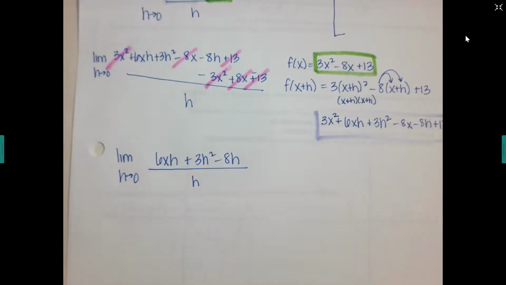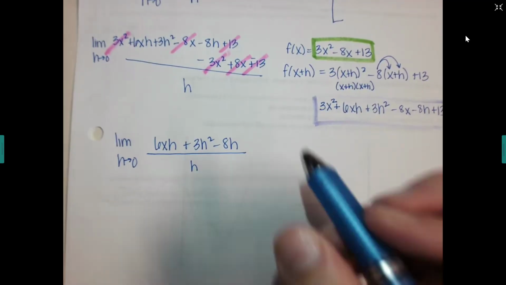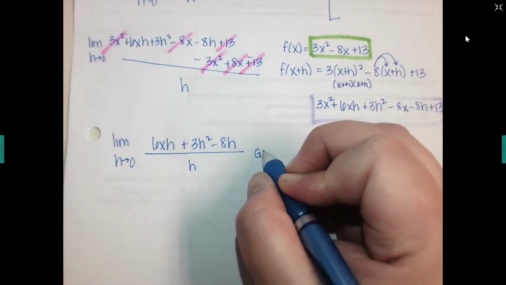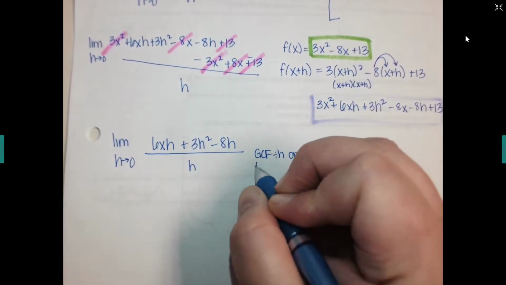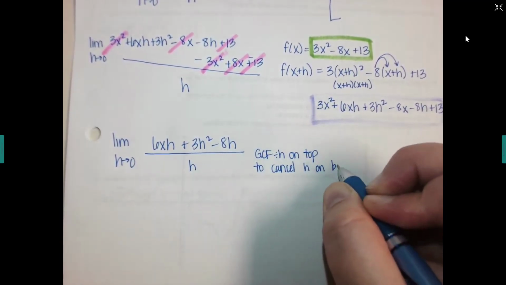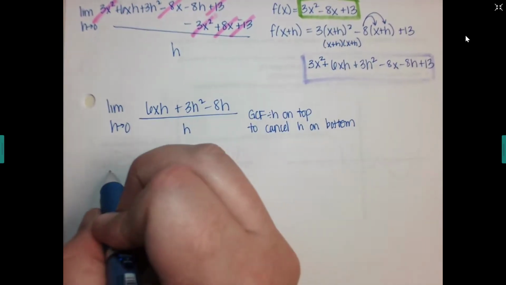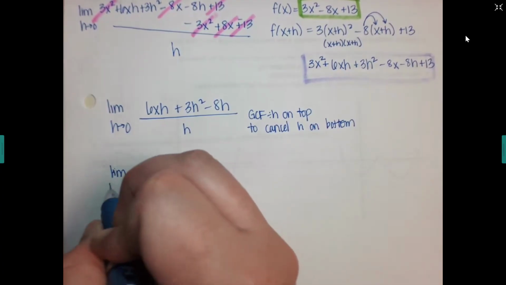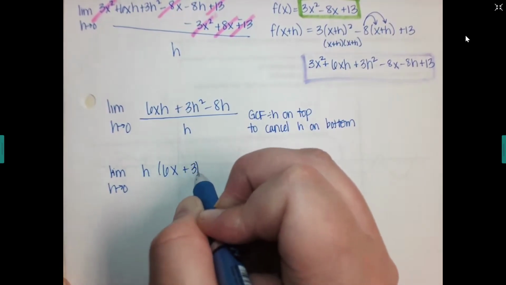Now, quick question, why is it significant that everybody on top has an h? Because now I can do what with it? Take it out, GCF. So we're going to GCF the h out to the front. And then remember, the goal of that is to cancel the h on bottom. So my h on top, I'm pulling it out, is going to be a 6x plus a 3h minus 8.